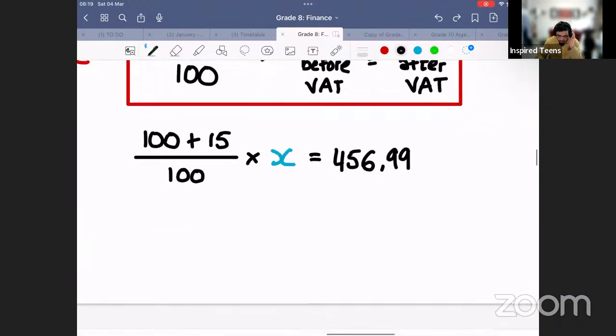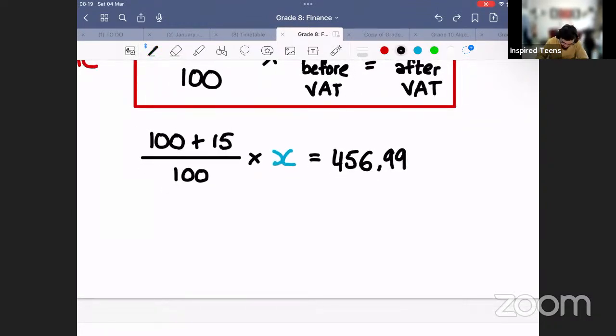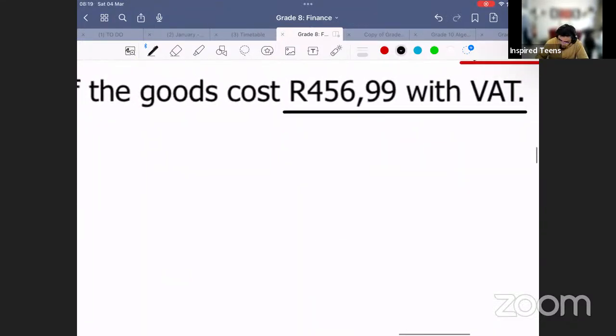So here I have 100 plus 15. 100 plus 15 is 115, sorry. Divided by 100, multiplied by x. Now remember when multiplying fractions, I don't know if you're going to remember or if you're still going to learn it. I should know, I'm your tutor. But I think you might still need to learn multiplication of fractions. It's just that I'm not sure how much you guys have done last year.